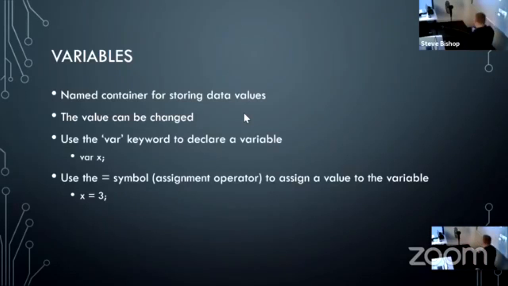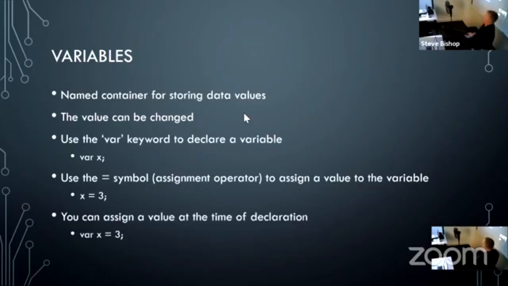Okay. So we're assigning the value of 3 to x. X is not equal to 3. I know that's a little confusing sometimes. Even I say, like I said, x equals 3. I do it all the time, but it's wrong. You can assign a value at the time of declaration. So you can take these two things, var x, and x is assigned the value of 3, and combine them into one line: var x is assigned the value 3. So these two lines of code up here are actually compressed into just one. That's a very, very common way to do things.